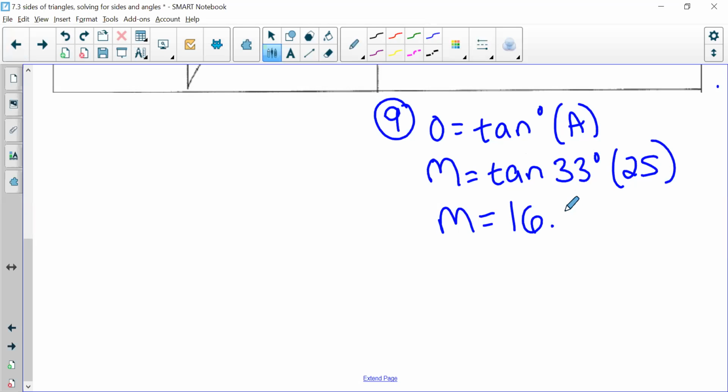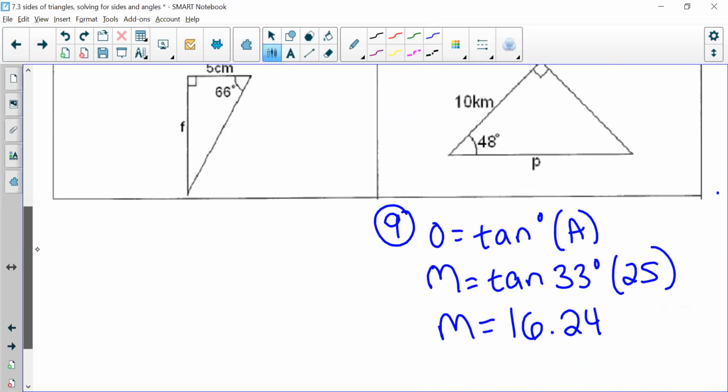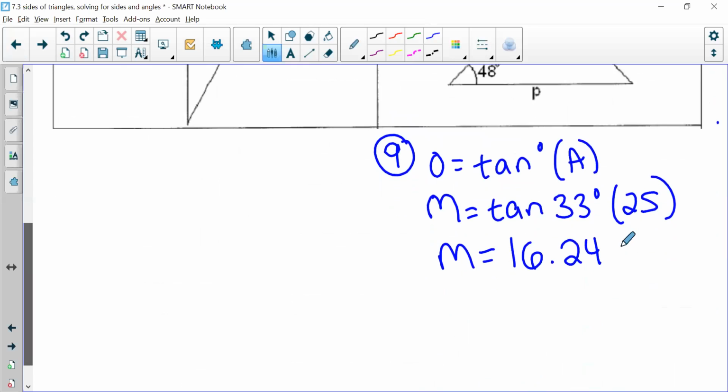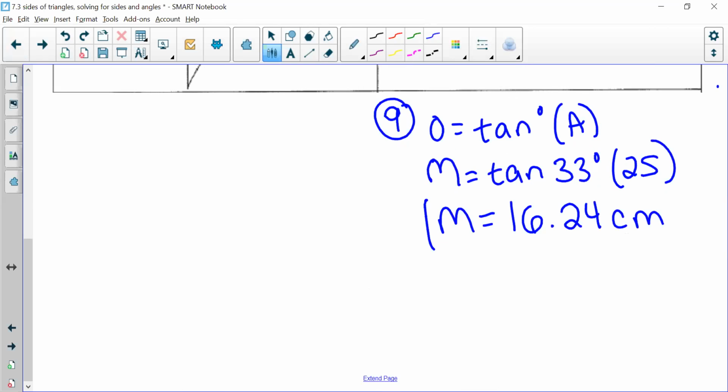Oh, guys, stay with me. Stay with me. I'm losing ya. I got 16.23. Okay, good. And I rounded up because of the 5 after the 3. So I rounded to 2.4, and that was centimeters. Okay, good.